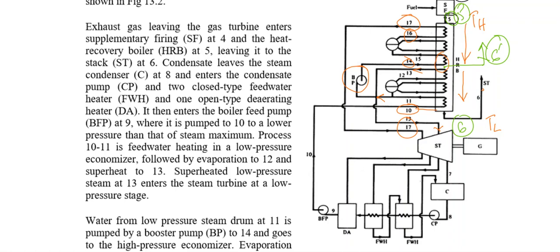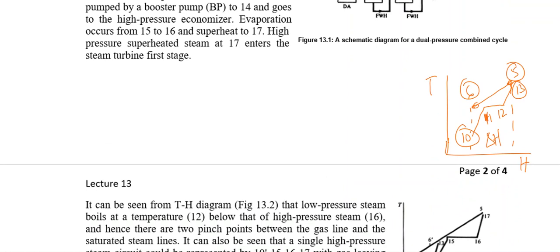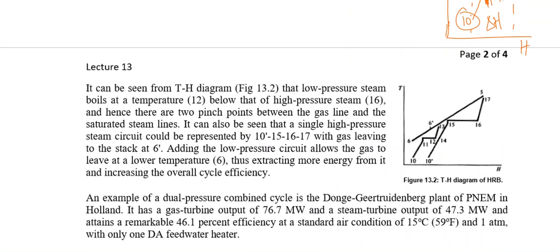So drawing the TH diagram for both of them, it will be, let's say, enthalpy dropping from 5 to 6, and enthalpy gain on the steam cycle from 10 to 11, 11 to 12, and 12 to 13. That would be in the low pressure circuit. And then another enthalpy gain, from 14 to 15, 15 to 16, and 16 to 17, in the high pressure circuit. So that would make something like this.